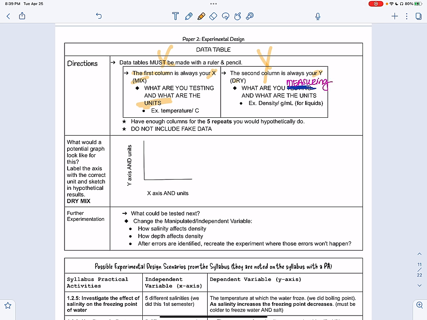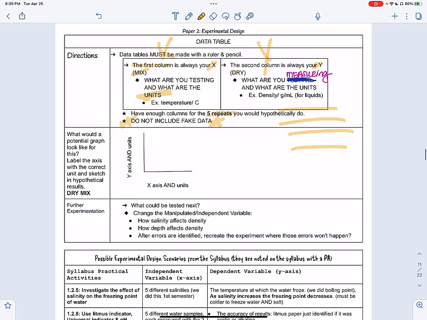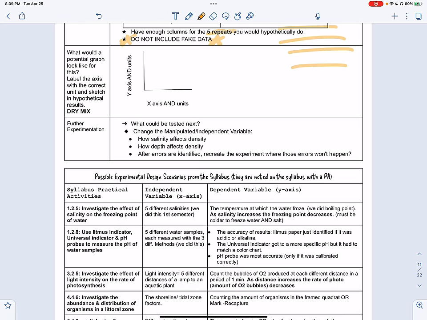You're going to want to make enough columns that there's five repeats. Do not include fake data. It's not necessary. They know that you did not do this experiment, because they know you're sitting for that exam at the moment. You're not actually running the experiment that they asked you to do. So don't include fake data. Sometimes when students don't know that, it makes it harder because they're making up arbitrary numbers that usually don't even make sense. So don't do it.